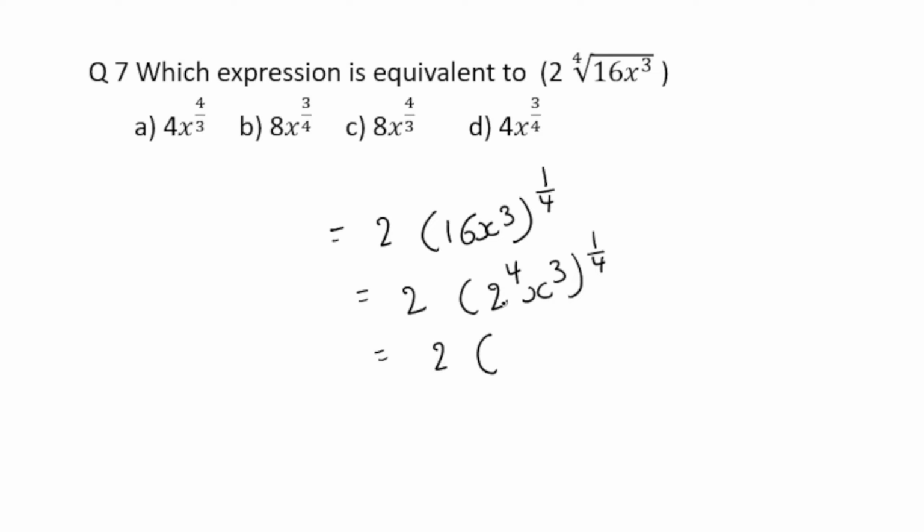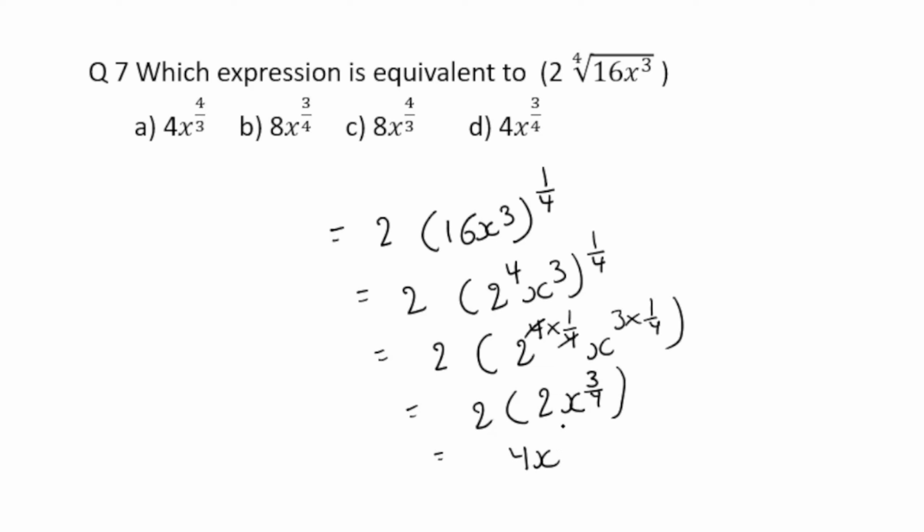Now we have to use the power of exponent property. That means powers are multiplied. 2 to the power 4 multiplied by 1 over 4, x to the power 3rd multiplied by 1 over 4. This power 4 cancels. 2 to the power 1 means 2. x to the power 3 multiplied by 1, 3 over 4. Now this 2 multiplied by 2 is 4, x to the power 3 over 4. In our options, only option D is correct, 4x to the power 3 over 4.